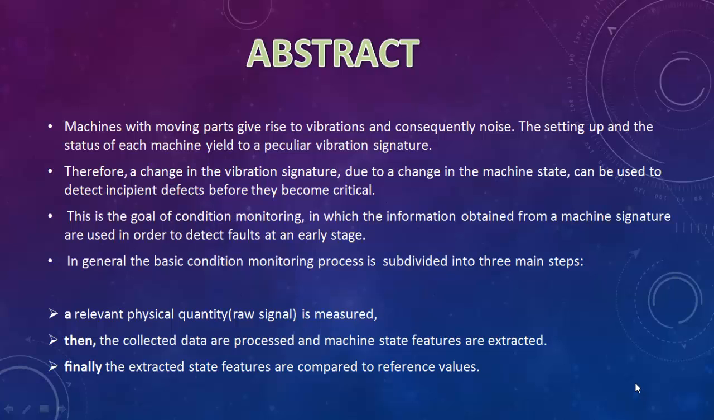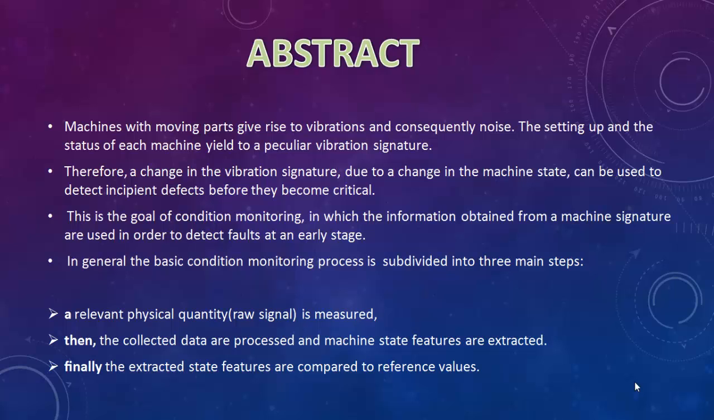Machines with moving parts give rise to vibration and consequently noise. The setup and the status of each machine yield a particular vibration signature. Therefore, a change in vibration signature due to a change in machine state can be used to detect incipient defects before they become critical. This is the goal of condition monitoring, in which the information obtained from a machine signature is used in order to detect faults at an early stage.